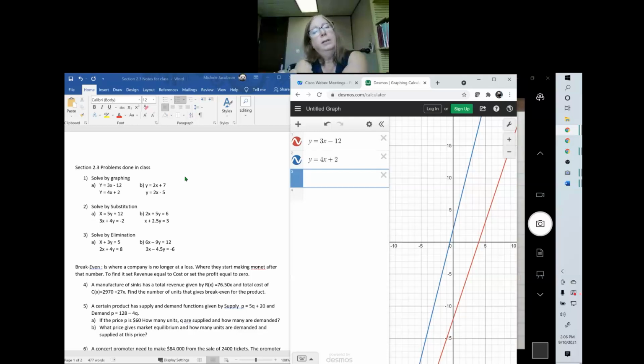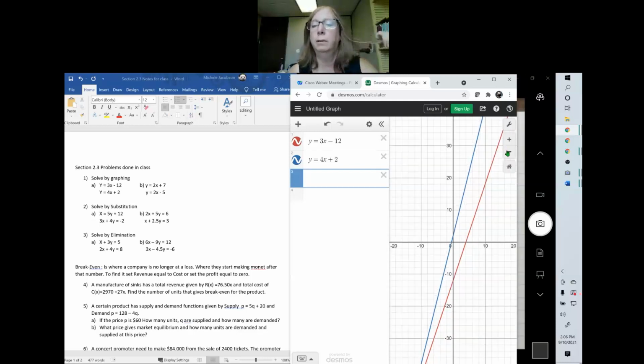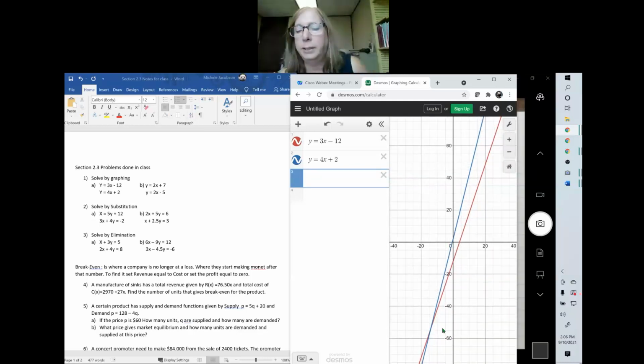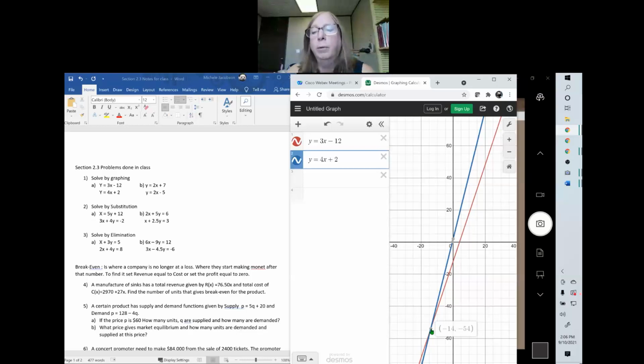Now, when you're solving a system of equations, you want to see where they intersect. And notice it's not showing on my graph. But you can zoom. You want to zoom out until we find it. Notice it's right here. Where the 2 intersect are at negative 14, negative 54. So that would be our point. X is negative 14 and Y is negative 54. So you just type both equations and then see where they intersect. Any questions on that?